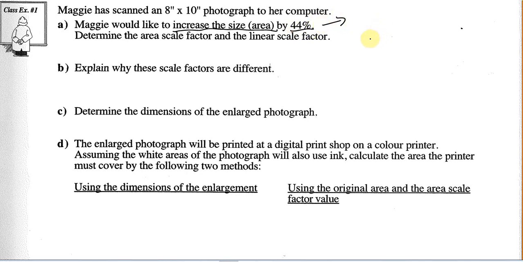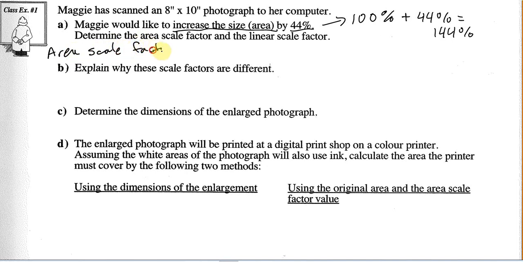As she is increasing the area, that means that we have the original 100%, that is the total original area, plus 44%, to give us a total of 144%. So this increase is actually our area scale factor. This is equivalent to 1.44 as a decimal.